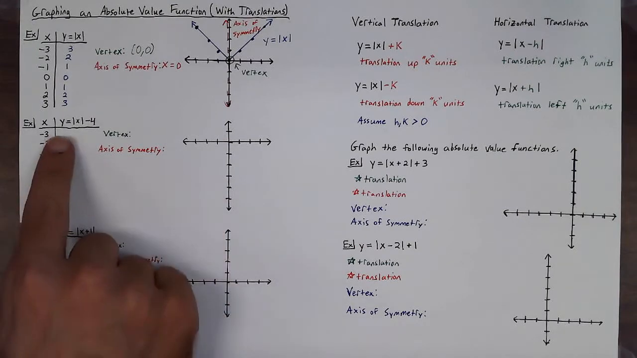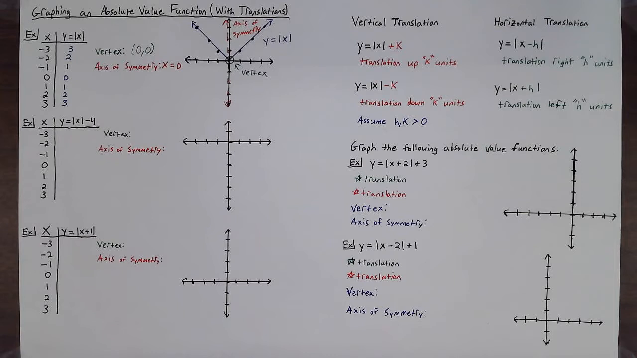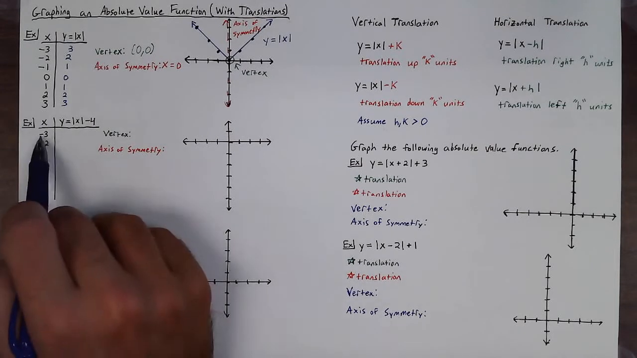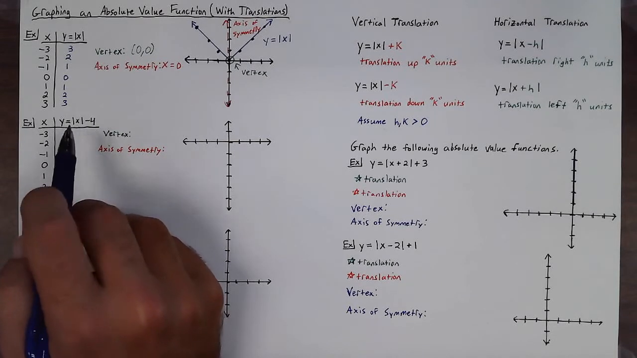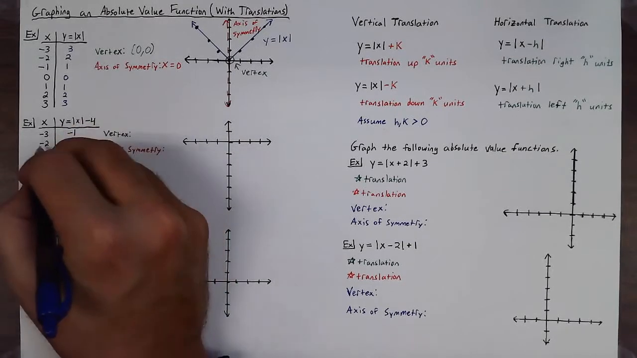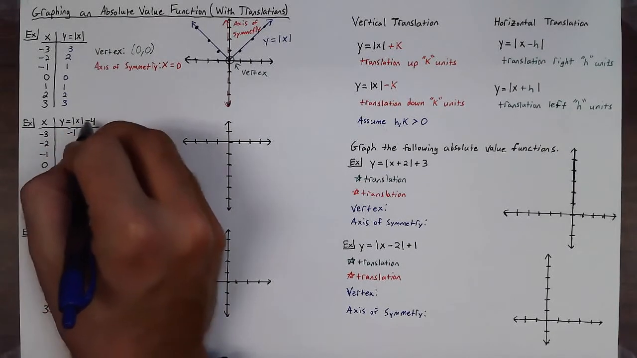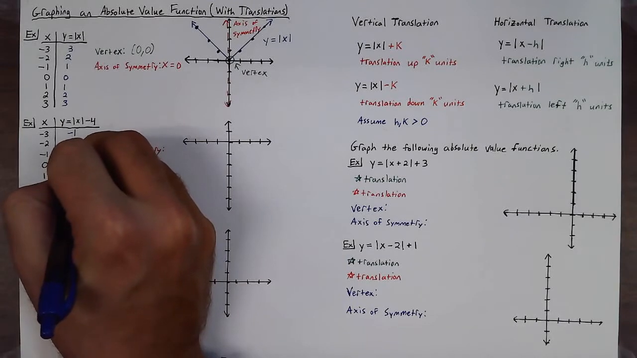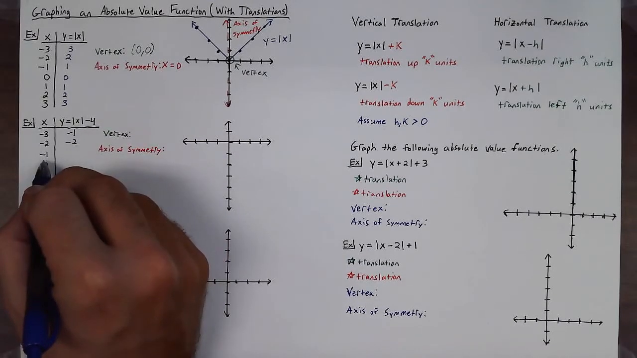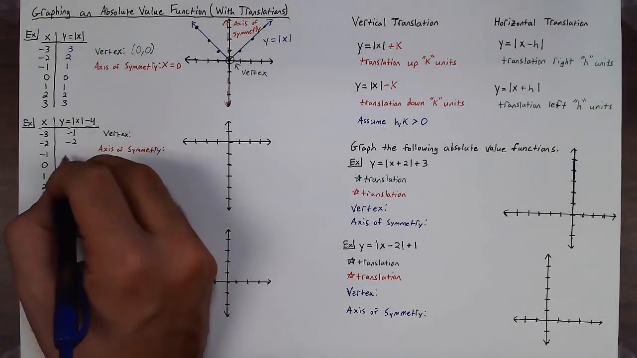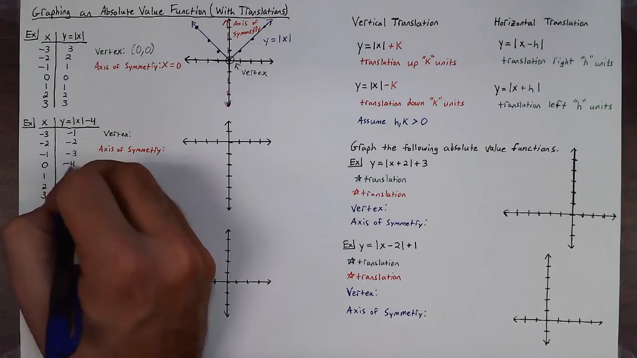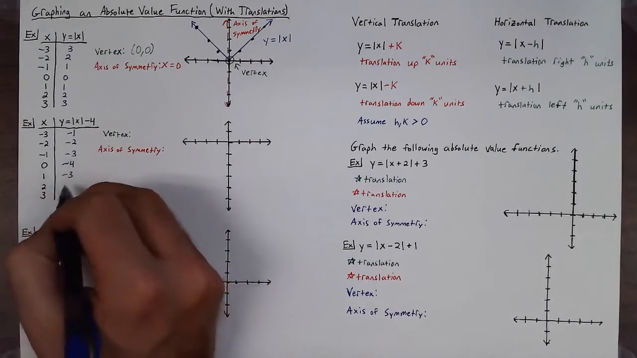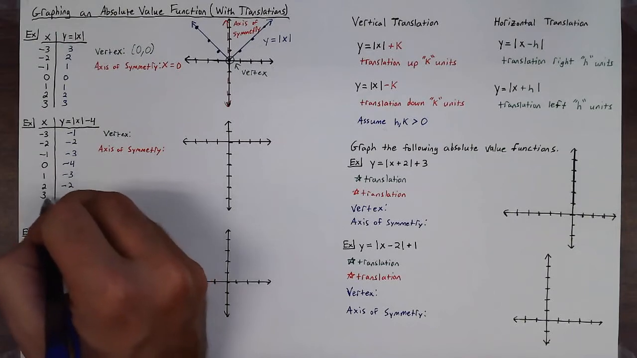Next, we're going to graph y is equal to the absolute value of x minus 4. So when I go to plug in negative 3, the absolute value of negative 3 is 3, but what's 3 minus 4? That's negative 1. The absolute value of negative 2 is 2, minus 4 gives me negative 2. Absolute value of negative 1, which is 1, then subtract 4, gives me negative 3. 0 minus 4 is negative 4. Then we're back to 1 minus 4, 2 minus 4, and then 3 minus 4.